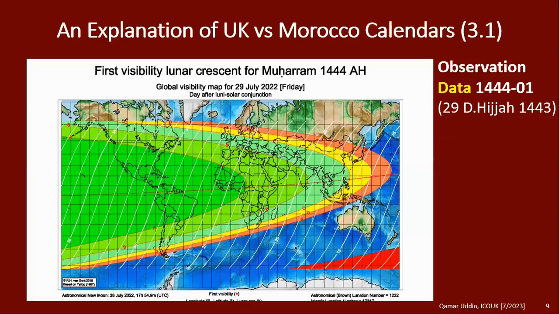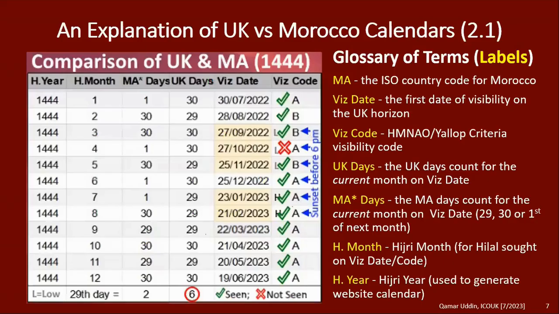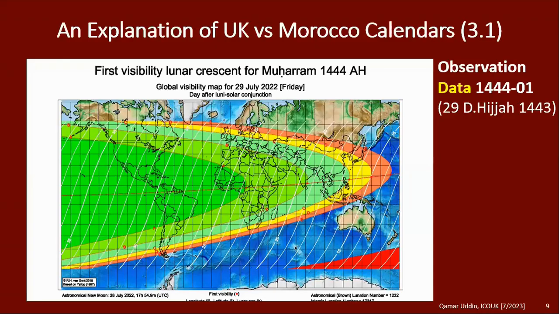Now remember, the 1st of Muharram in Morocco was 30 July on the previous table. Yes, 30 July. How did that happen? Now, look here on 29th July, that's 29th Dhul Qa'dah, 1443. The moon was easily visible on the Morocco horizon. So the next day, 30th July, became their first. Okay, first, looking for Muharram, that would be first Muharram.